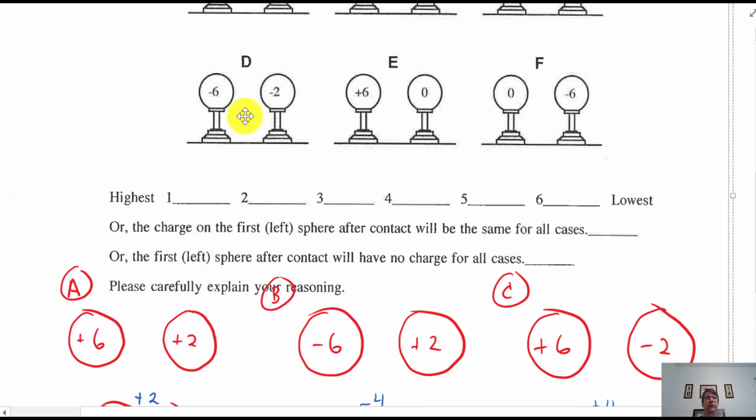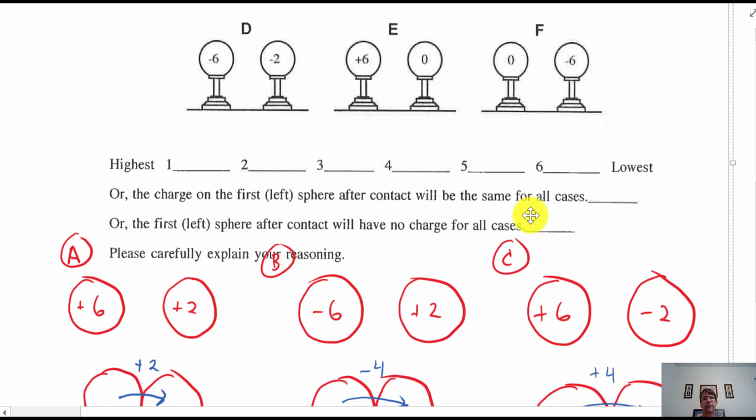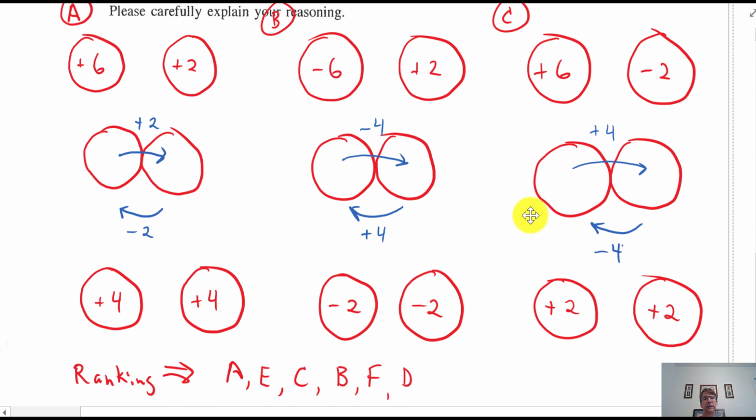The net charge here is going to be negative 4, or negative 8 total, so it's going to be negative 4 on each sphere. Here the net charge is plus 6, so the final distribution is going to be plus 3 on both spheres. And this one is going to be a negative 3 on both spheres for the final answer. So the ranking ends up being A, E, C, B, F, D.